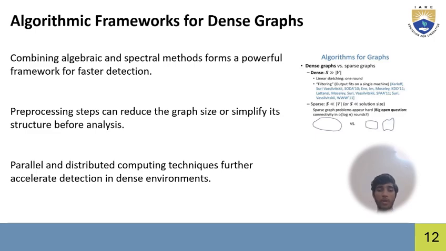Algorithmic frameworks for dense graphs. Combining multiple techniques leads to powerful frameworks. For instance, algebraic pre-processing can simplify the graph structure. Spectral methods can then quickly check connectivity and parity. Parallel computing or GPU-based computation can further speed up results. These frameworks represent the hybrid future for Eulerian circuit detection.